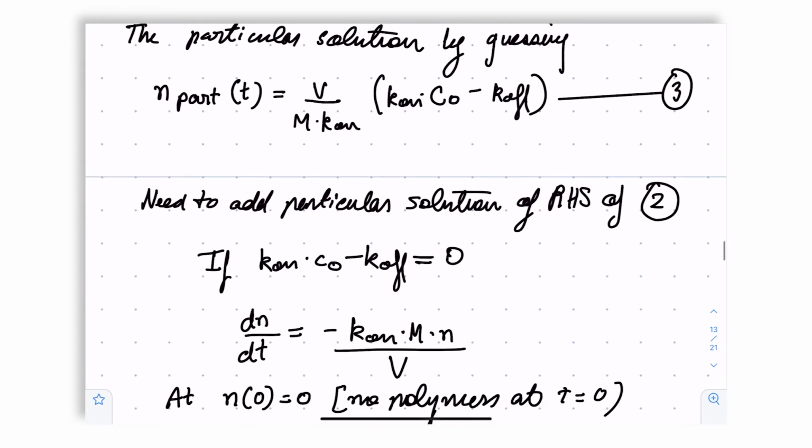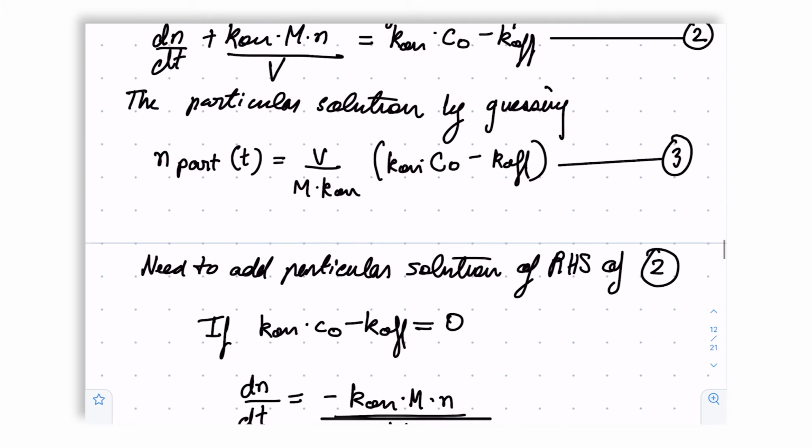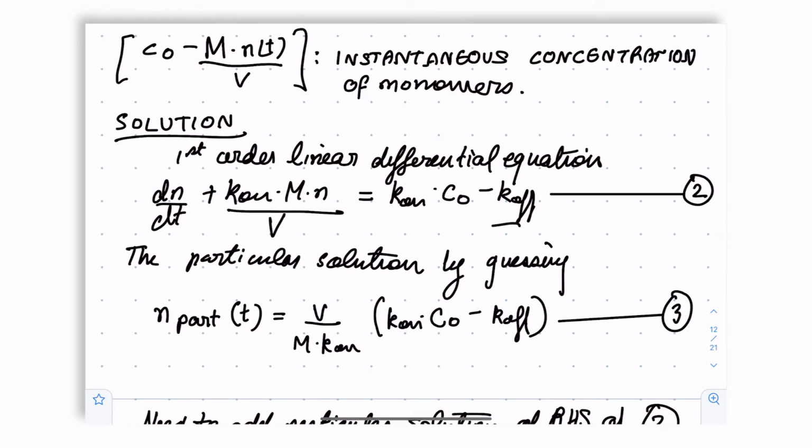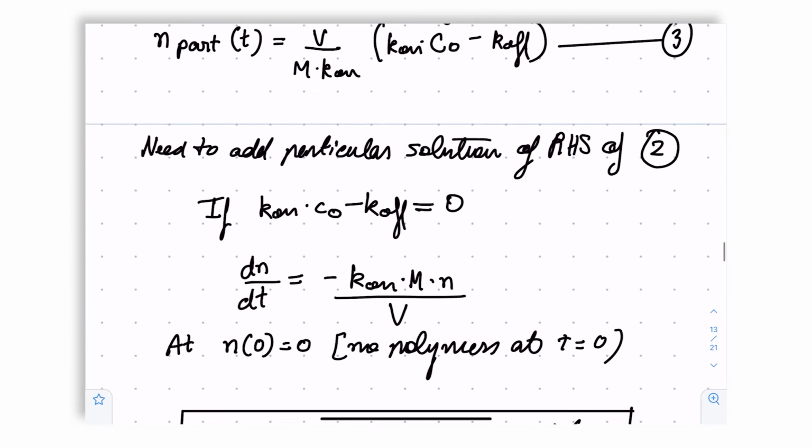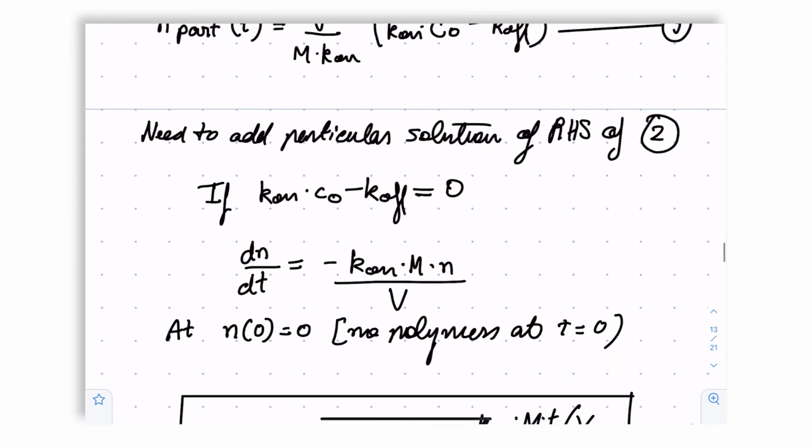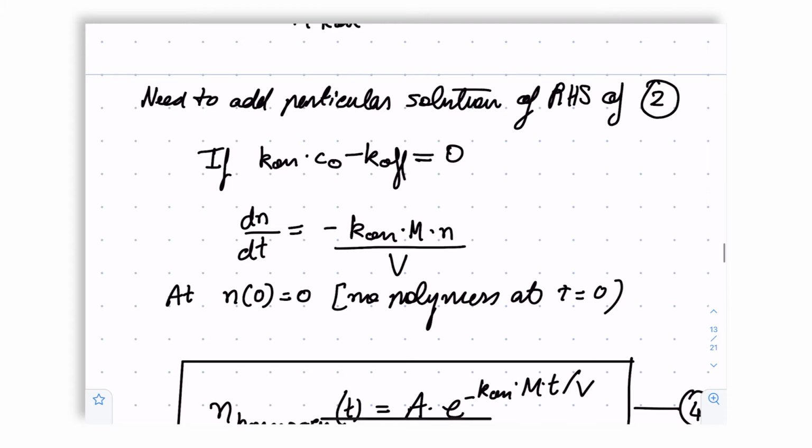But we need to add a particular solution for the right hand side of 2, which was this here. By doing that, we assume that k on times c naught minus k off is 0, or in other words, the rate of addition and the rate of removal are the same. This is at steady state. In such a case, dn by dt is minus k on times m times n upon v.